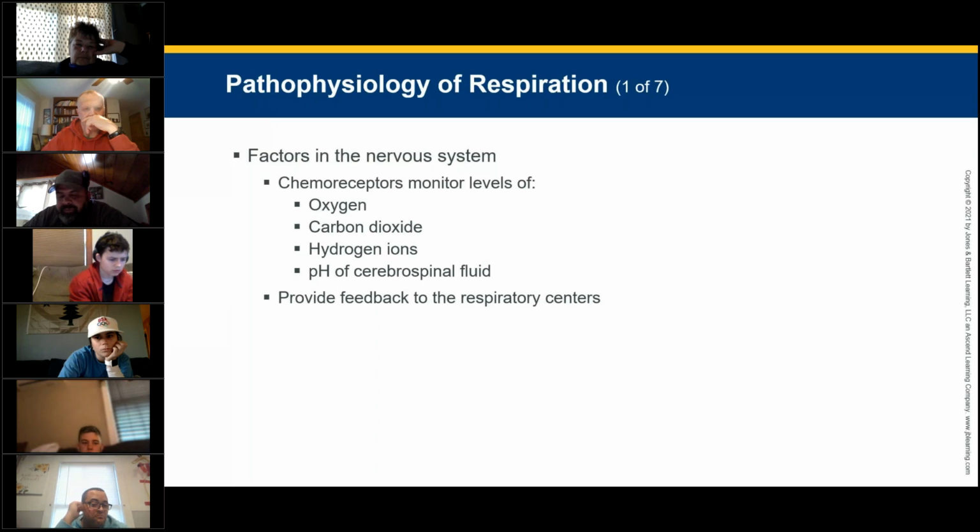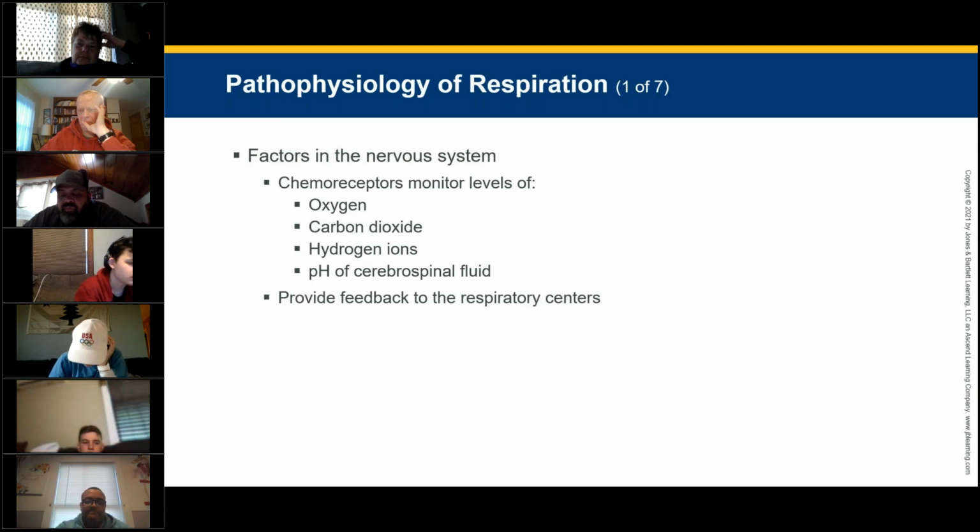When serum carbon dioxide or hydrogen ion levels increase, the chemoreceptors will stimulate the medulla, the part of your brain, to increase the respiratory rate. Stimulation from the pons will affect the rate and depth of respiration. So these receptors in your body are sending signals to your brain to control the rate and depth of your breathing.